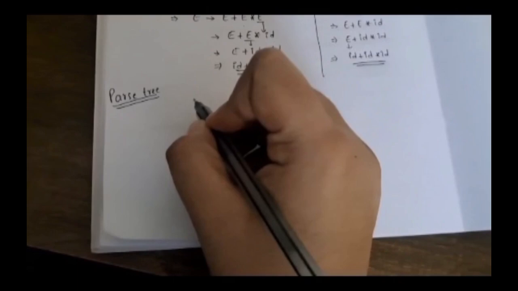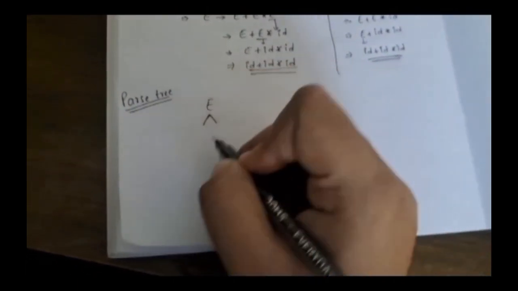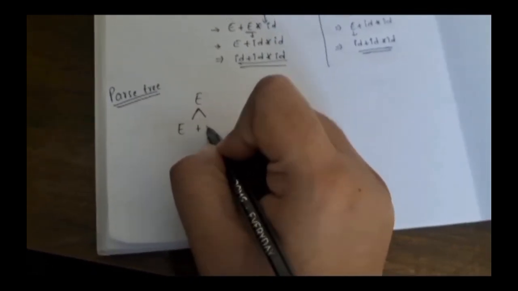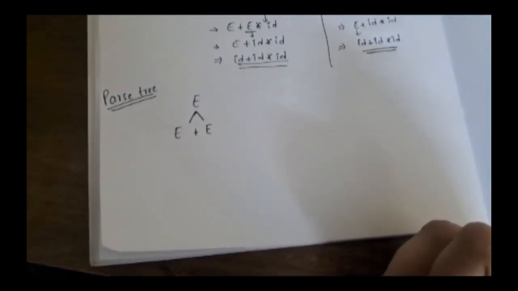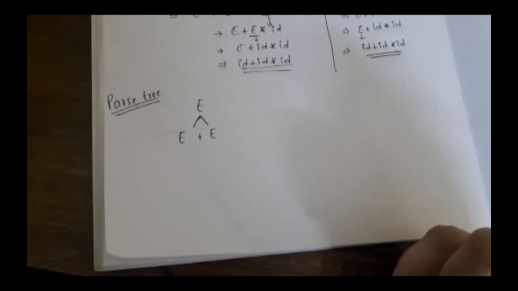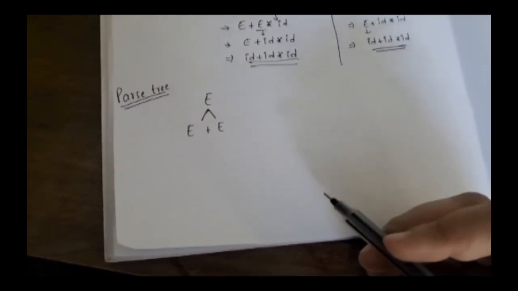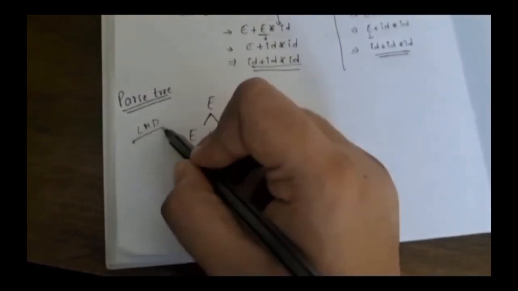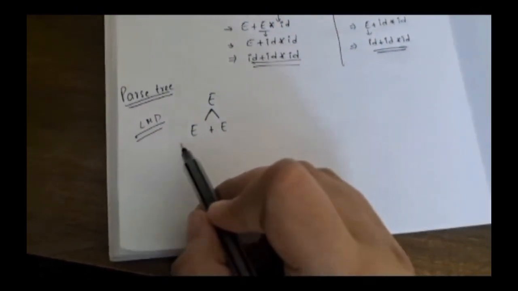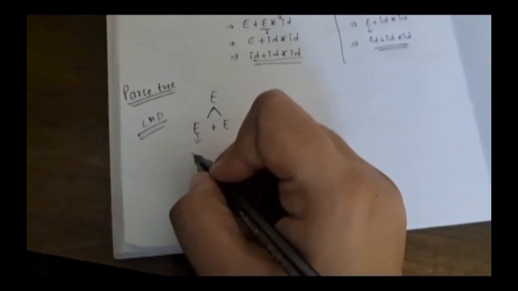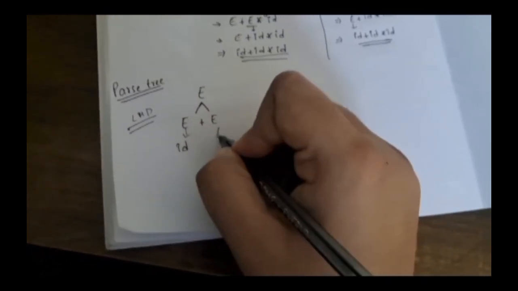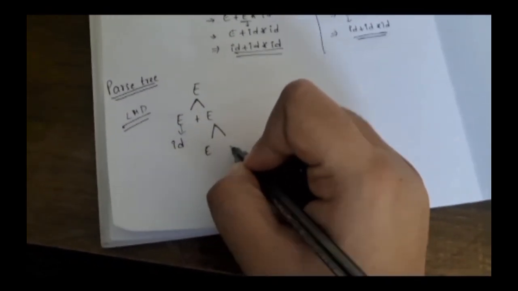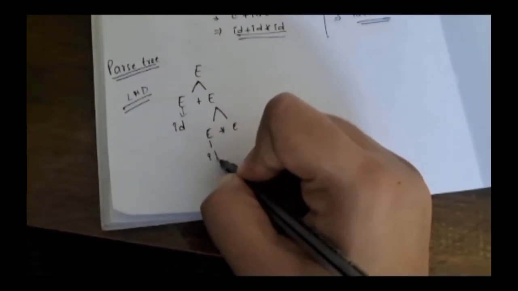So guys, for parse tree, first I'll take E. This E can be written as E plus E. If I take it with respect to LMD, I have to first solve this. So here I'll write id. And this I will again further divide into E star E, in which here again I'll replace it with id and this with id.